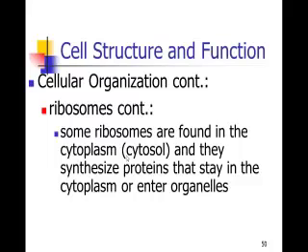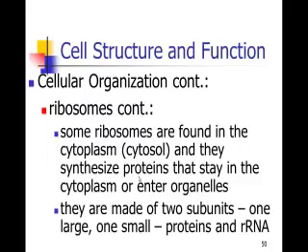And the ribosomes that are in the cytoplasm are also going to produce proteins, and they may stay in the cytoplasm, or they may actually enter the organelle. That is the proteins, not the ribosomes. So there are two subunits for the ribosomes. One of the units is a protein, and one of the units is the ribosomal RNA.